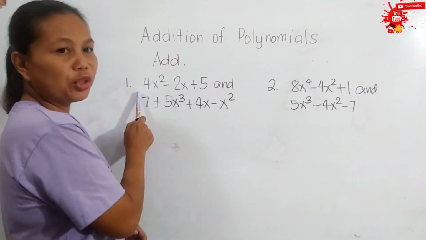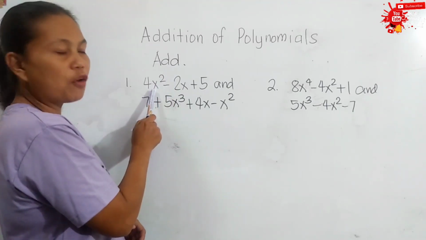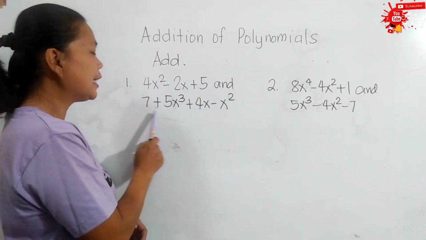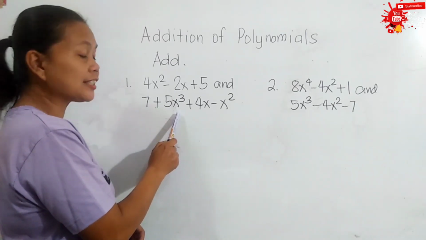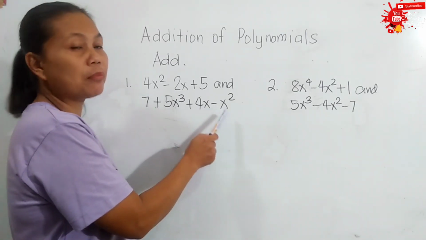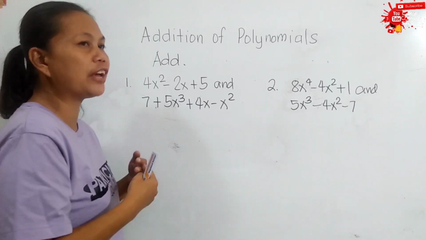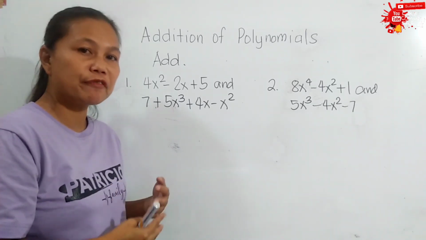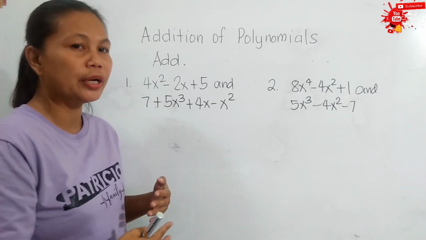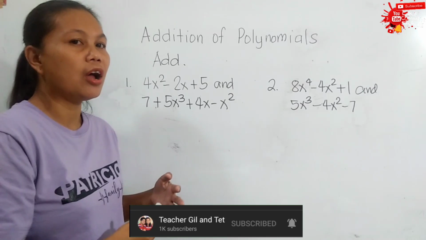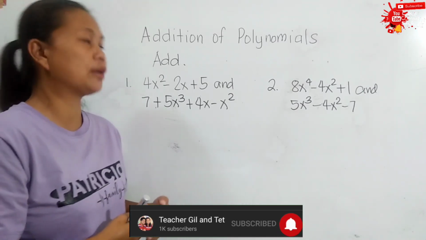We have here example number 1. We have to add 4x squared minus 2x plus 5 and 7 plus 5x cubed plus 4x minus x squared. So we have to write the given polynomials in their standard form, or in decreasing order of the degree of each term, and then we group them according to their similar terms.